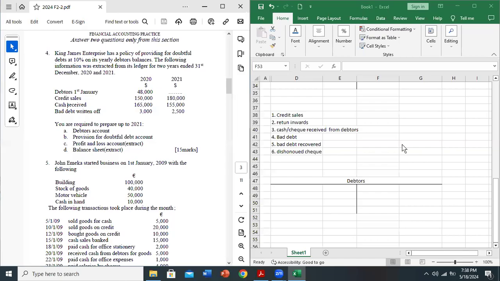Okay, so we were on the debtors account, and I was telling you that for you to prepare a debtors account, you need to identify all the variables that affect debtors. And so we're able to quickly go through credit sales because that brings debtors.